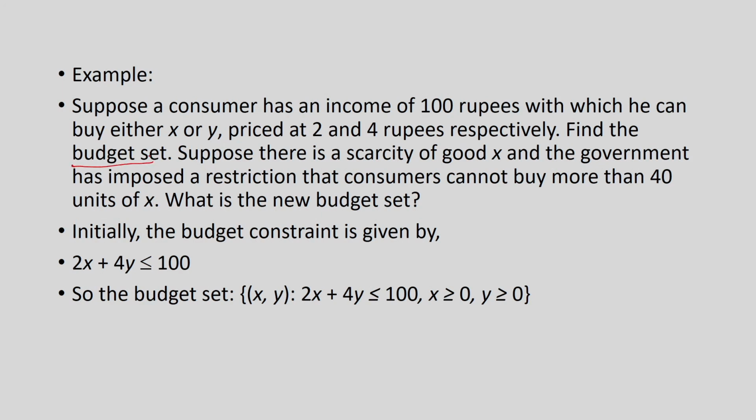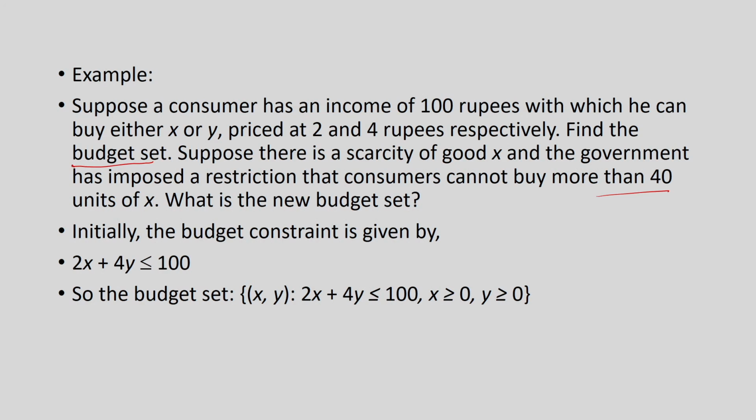In the last lecture, I talked about what a budget set is. So, I am going to use that definition. Suppose there is a scarcity of good X and the government has imposed a restriction that consumers cannot buy more than 40 units of X. Then what is the new budget set, right? So, there are 2 questions here.